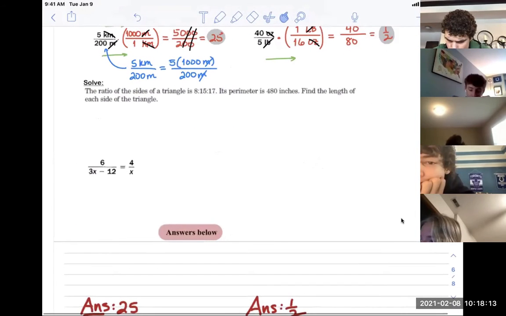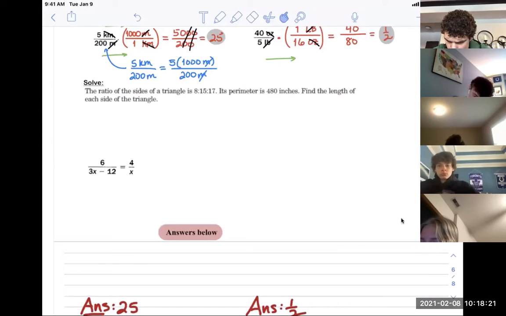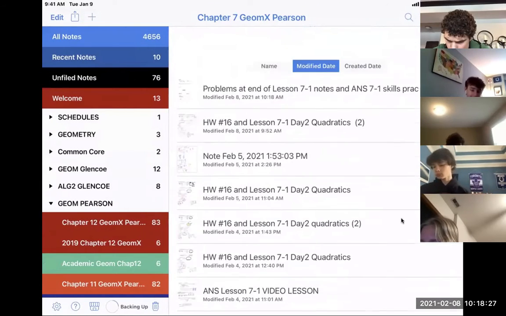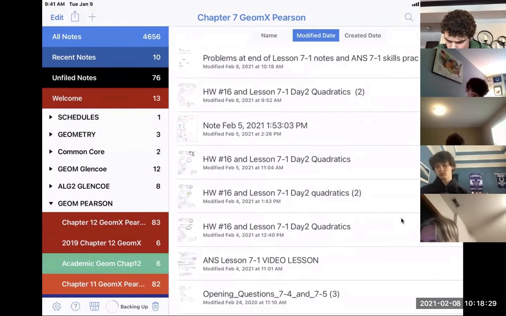Does anybody have questions about the second or the third or the fourth problems? Those two problems? Okay, we're going to do some practice with solving those, like setting up ratios and simplifying and whatever.